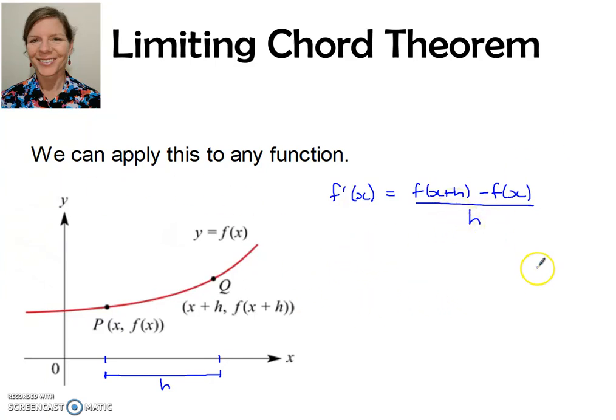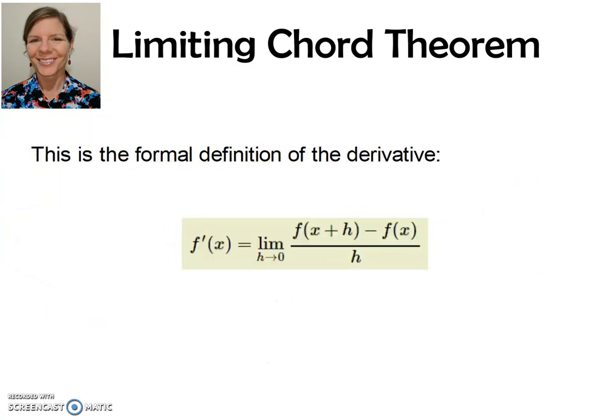And this is what we call differentiating by first principles. It's actually the formal definition of the derivative. So when you're talking about a derivative of a function, this is what you're actually doing. You're taking this limiting chord idea and you're working it out as h tends towards 0, as that distance in the horizontal tends towards 0, and that gives you your derivative.